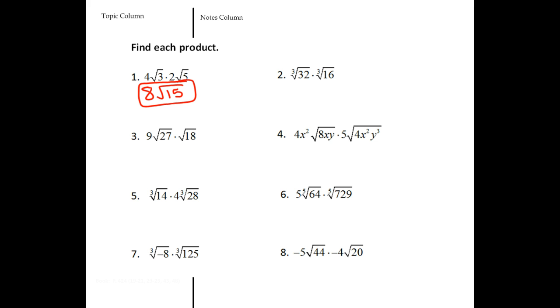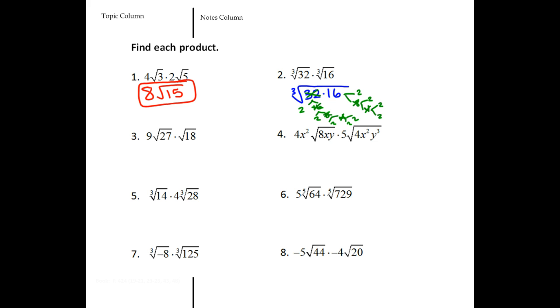Now, if we look over at number 2, I'm going to make my prime factor tree first, because really what this is, it's the cube root of 32 times 16. So I'm going to make a prime factor tree to see if I can cancel anything out. So I'm going to get 2 and 16, 2 and 8, 2 and 4, and 2 and 2. I'm going to do the same thing for 16: 8 and 2, 2 and 4, and 2 and 2 again.